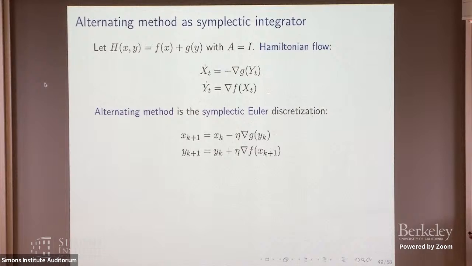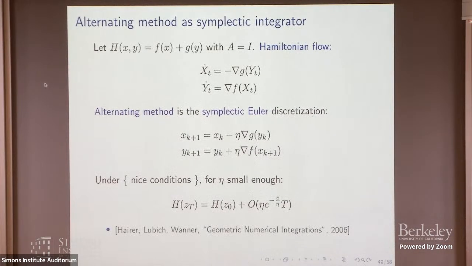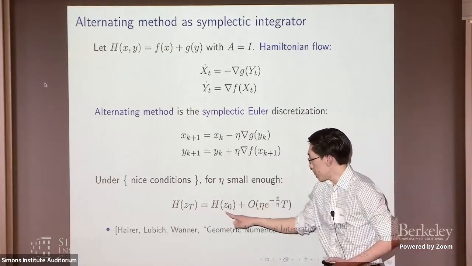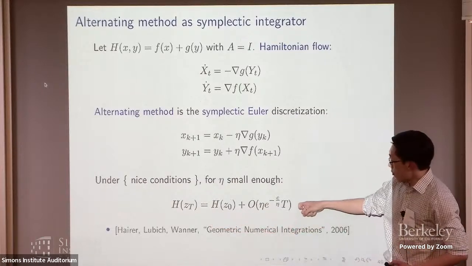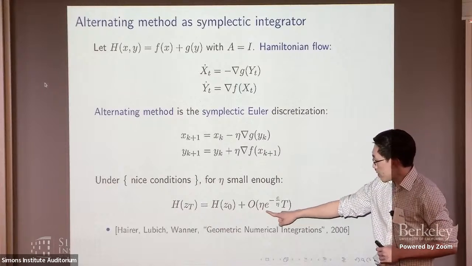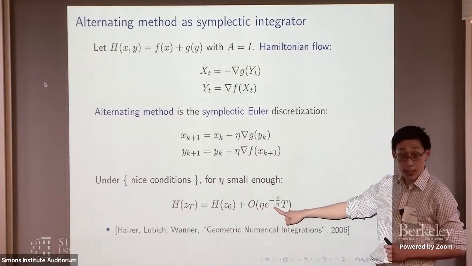And then the alternating method really becomes what's called the symplectic Euler method from numerical analysis. And then classically, there is this theorem that under some nice conditions that I don't specify here, that have to do with the analyticity of this and the bounds on the gradients and a few other things, we can say that for step size which is small enough, your energy function from time 0 to time t grows like this. You still have some linear growth, but now your dependence on step size is exponentially small.